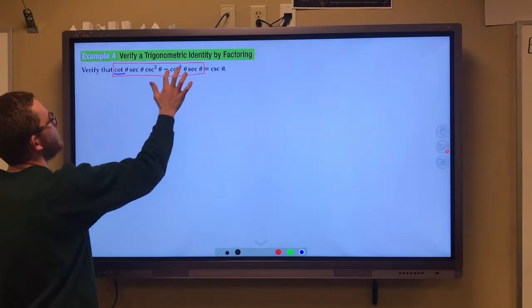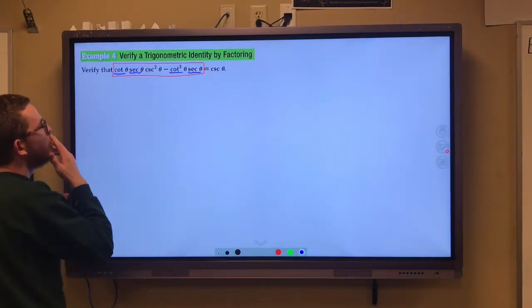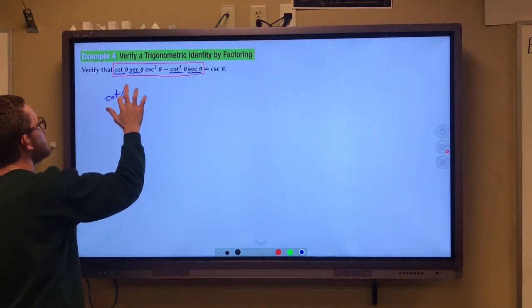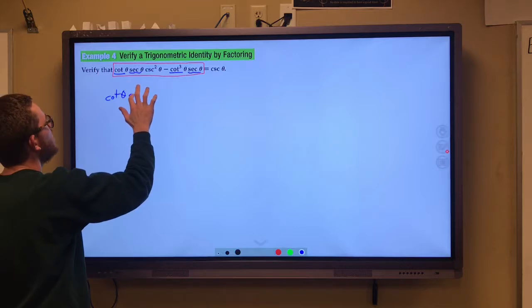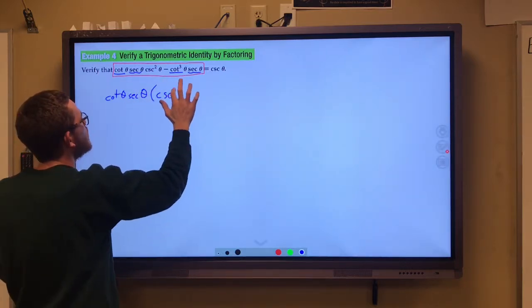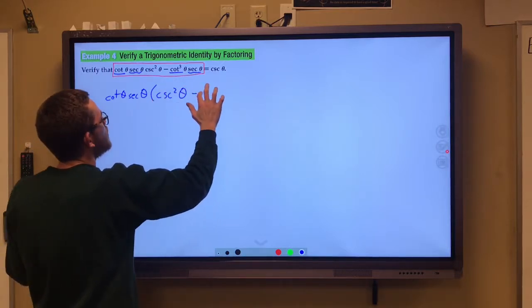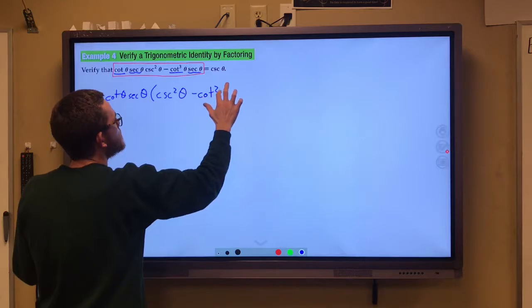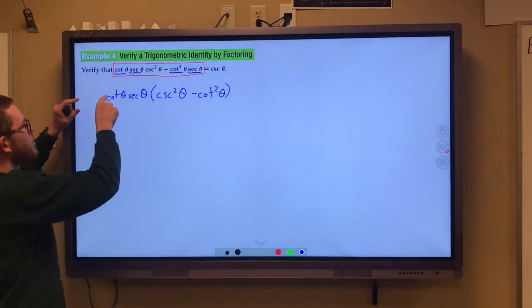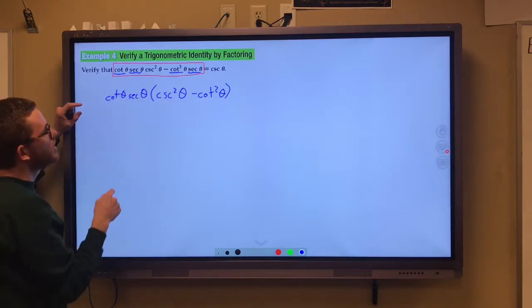there are cotangents in both. There's also secants in both. I'm going to factor out what's in common. Cotangent of theta, secant of theta. I'll be left with cosecant squared theta minus cotangent squared theta. So I brought one of the cotangents out from over there, and I brought the secant out from over there.